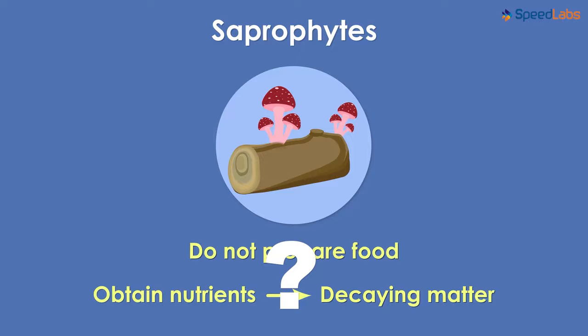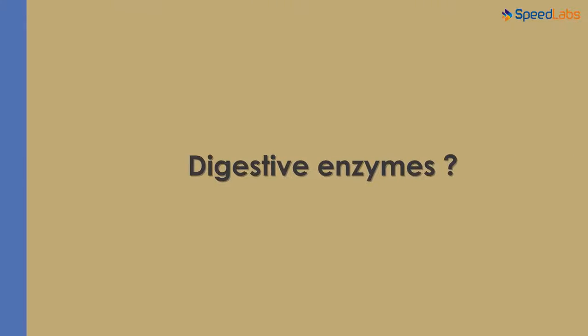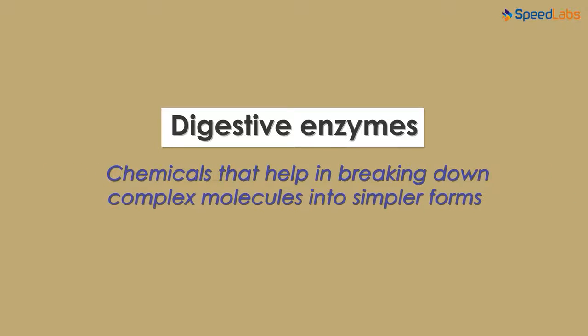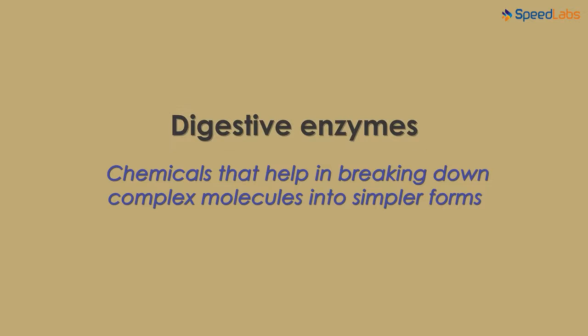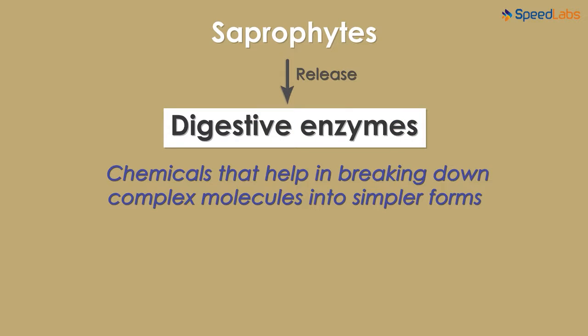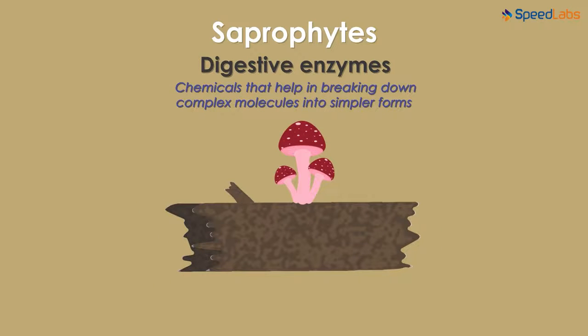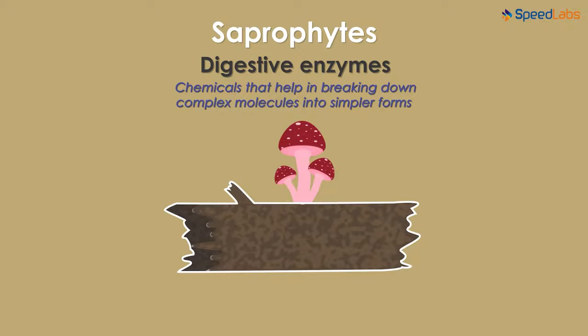work? Have you come across the term digestive enzymes? Well, these are chemicals which are helpful in breaking down the complex molecules of food into simpler ones. The saprophytes secrete and release various digestive enzymes from their body onto the decaying matter. And can you guess what does this result in? Yes, the digestive enzymes from the saprophytes' body will break down the complex molecules in their food. This food, as we know, is the dead matter around them.